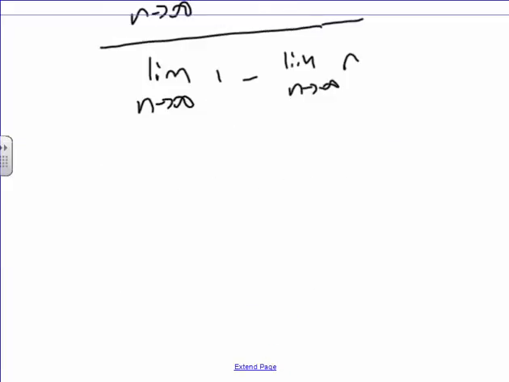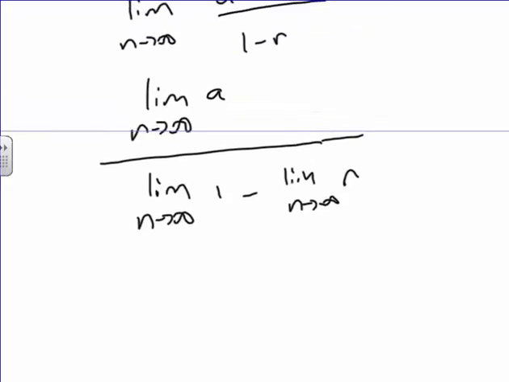Well, because of that, I'm almost done actually, because now what I have is a whole bunch of constants. I have a constant here of a, my first term, but that's just a number. This would be like 2. Well, the limit of 2 as n approaches infinity is 2, so this just leaves you with a. The number 1 just stays the number 1, and r is just a number still. There's no variables left. So it ends up with this formula here.